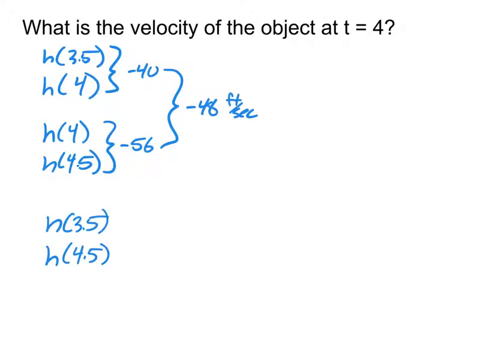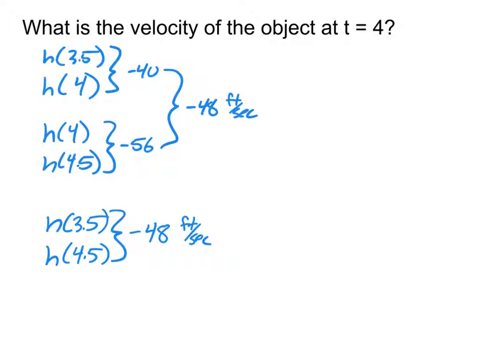All right, so another method is we can again just choose one on each side, right? If I take h of 3.5 and h of 4.5 and use those numbers, I end up with an answer of negative 48 feet per second. So notice that both of these different methods still got us to the same answer. That's cool. I like seeing that. And yes, both of these are valid ways to approach it, and these can get us to the right answer here.